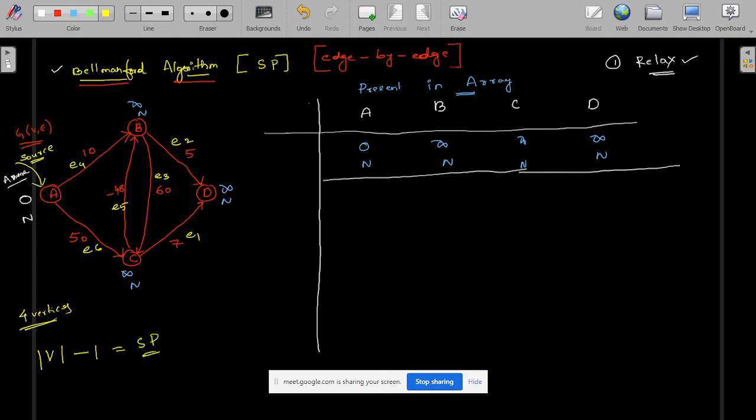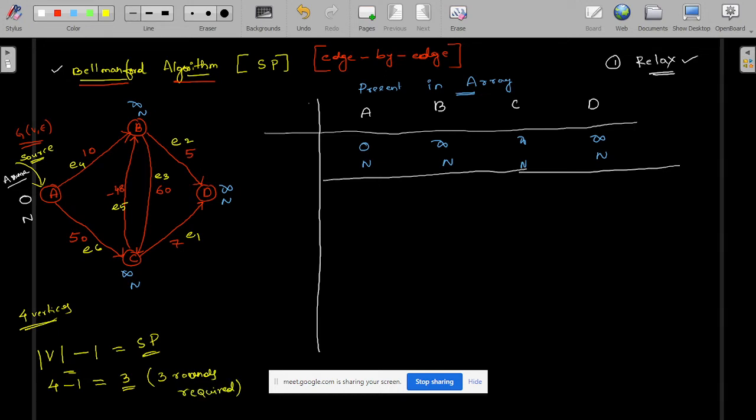So how many vertices are there? Totally 4. 4 minus 1, what is the shortest path? 3 paths it will give. So that is what you have to understand. This is also very, very important. It indicates very clearly that we are going to get the shortest path. So the path length is 3, nothing but 3 rounds are required to get the shortest path.